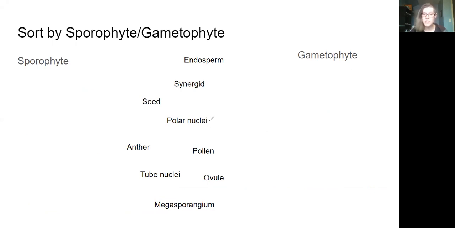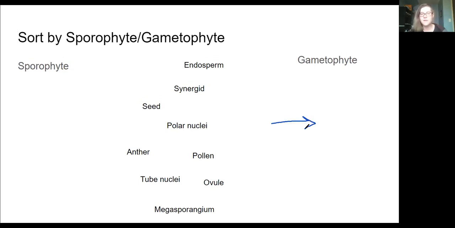So for example, we already mentioned the polar nuclei. They are some of the cells in the embryo sac. And the embryo sac is 8 definitely haploid cells. They belong to the gametophyte.